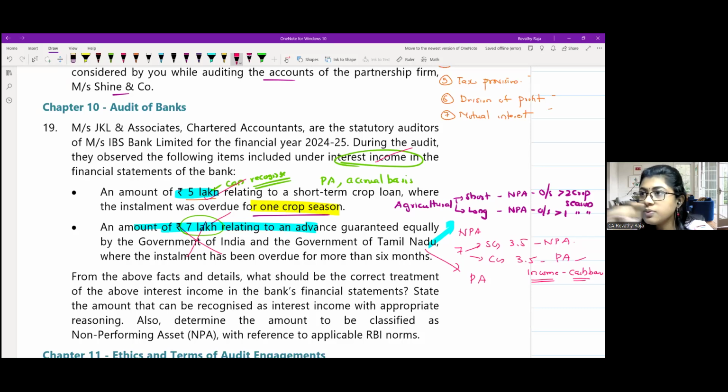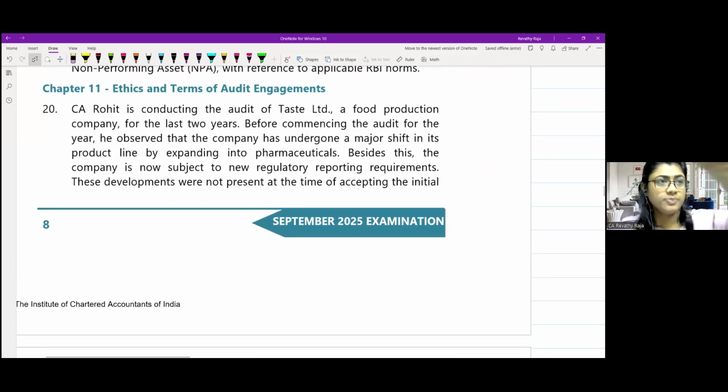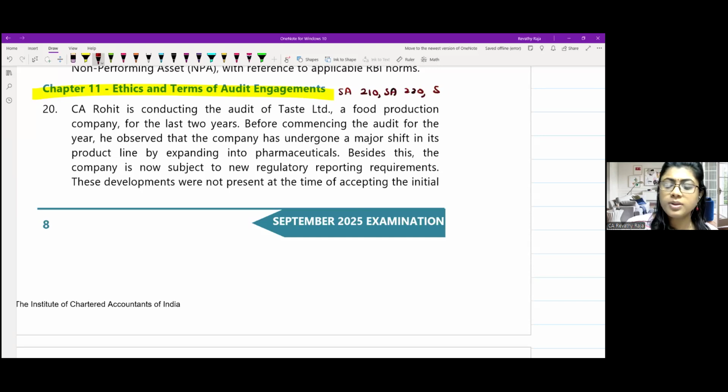And I have observed one thing, you guys are replying well for essays. Other topics also please concentrate. Okay, guys, last question. Your area. Last topic, ethics and terms of engagement. What are the standards which are covered? SA 210, 220, SQC 1. See, in bank audit at times they ask many questions. So it's a risky topic. Learn well.